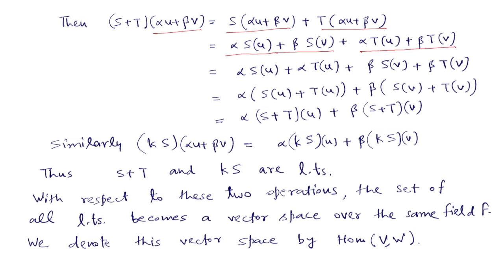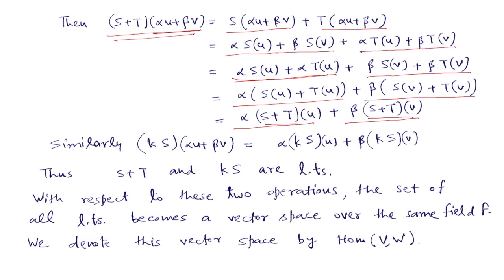Now because addition is commutative, we can collect these two together, alpha S u and alpha T u, and then beta S v and beta T v. We can take alpha common from these two, so this is alpha times (S u plus T u), and this is similarly beta times (S v plus T v). But S u plus T u is the same as (S plus T) of u, and S v plus T v is the same as (S plus T) of v. So we have proved that (S plus T) of alpha u plus beta v is equal to alpha times (S plus T) of u and beta times (S plus T) of v.